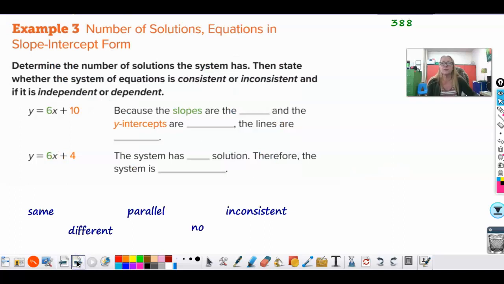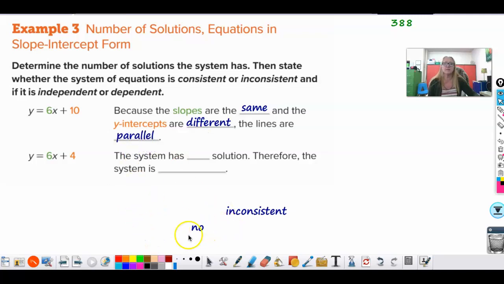Number of solutions, equations in slope-intercept form. It's pretty easy to tell how many solutions it's going to have if they're both in slope-intercept form. Here they've given you two equations. You will notice that the slopes are identical, but the y-intercepts are different. Because the slopes are the same and the y-intercepts are different, the lines are parallel. This system has no solution, therefore it's considered inconsistent. Time savers. That's what I'm talking about.